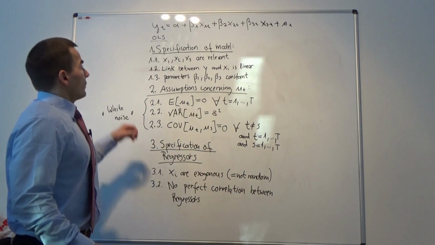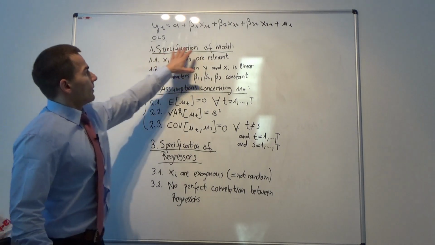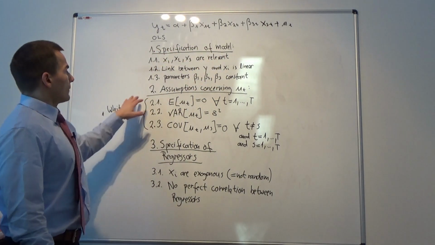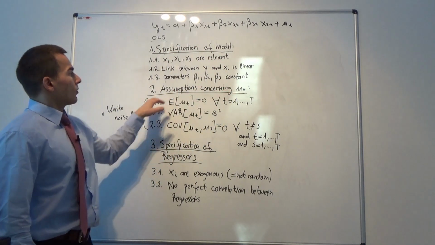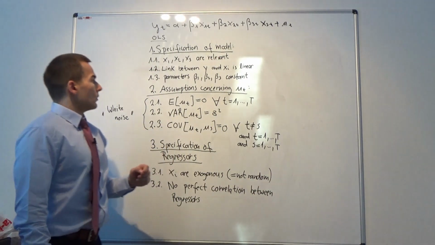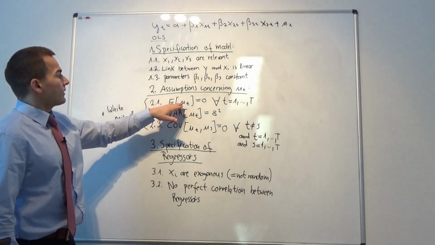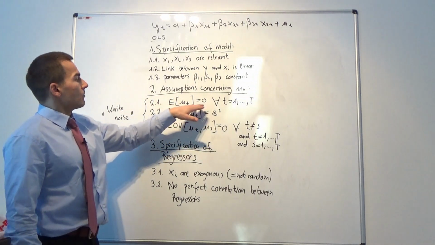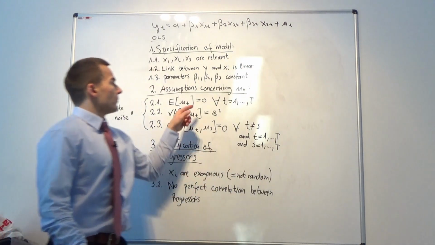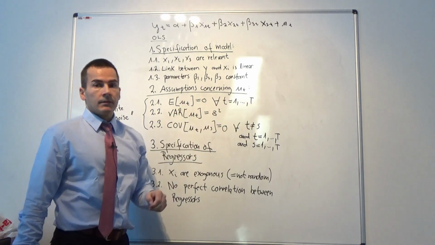So while the first three assumptions are concerned with the model specification, the second class of assumptions are concerned with the error term ut. The first assumption here is that the expectation of our random component, of our error term ut, is 0 for all t from 1 until capital T.